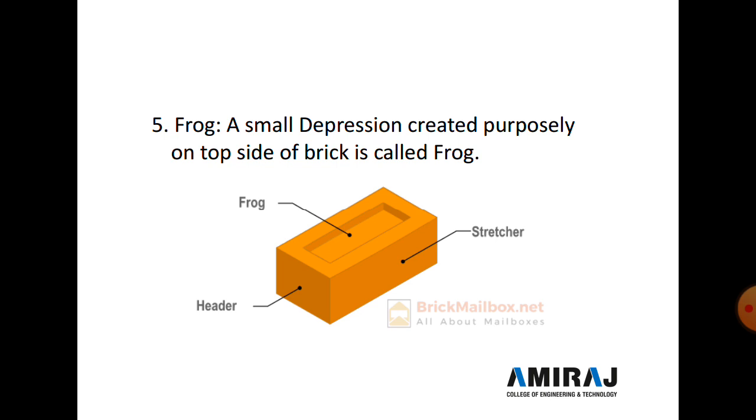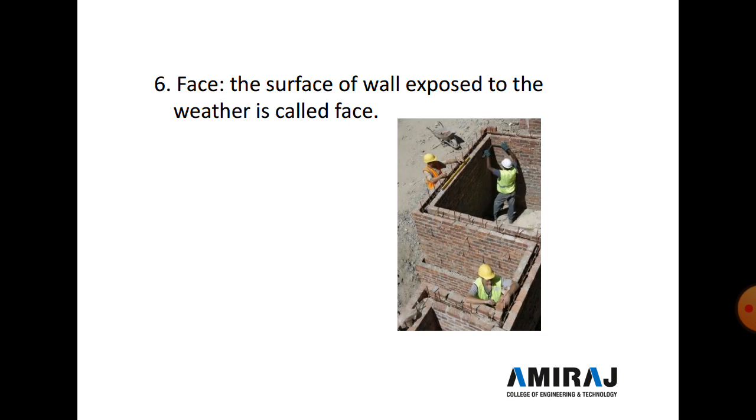So here frog is generally at the top of the brick. Now next is a face. So what is face? The surface of the wall exposed to the weather is called a face. So here the external side surface of the wall is known as a face wall. In the figure you can see the external wall surface, which is in touch with the weather, is called a face wall.